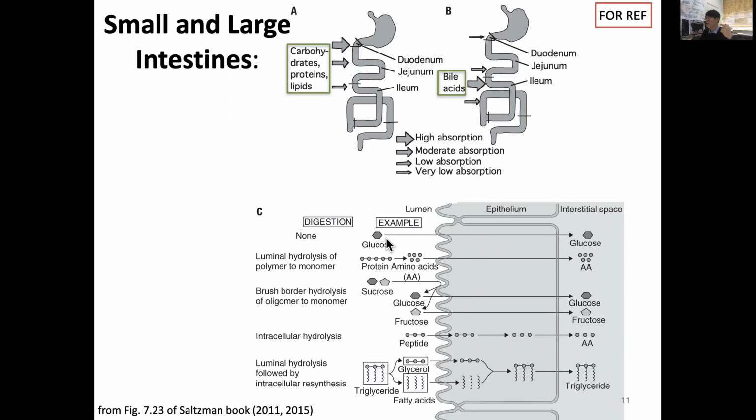glucose is directly passing through the epithelium, through the intestinal interstitial space, which goes eventually towards the hepatic portal vein, as glucose directly goes, which increases our glucose level. And protein will be decomposed into amino acids, and amino acids can be taken up through this epithelium.